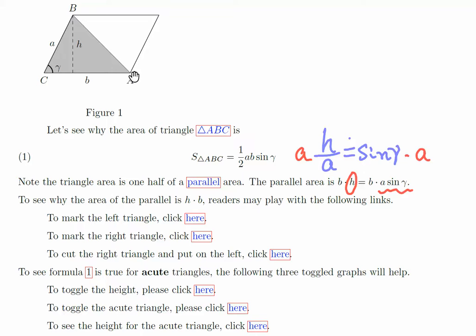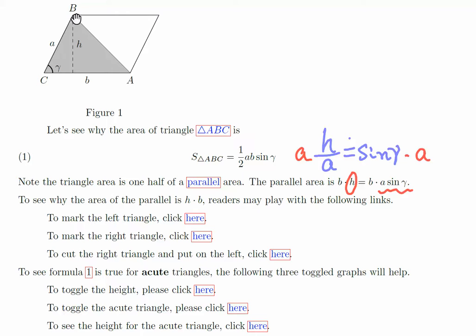Because when we connect diagonal AB, this diagonal will divide this parallelogram into 2 equal parts. One is the gray triangle area, another is the white triangle area. Those 2 areas are the same. Then we divide it by 2, we'll get the gray area.